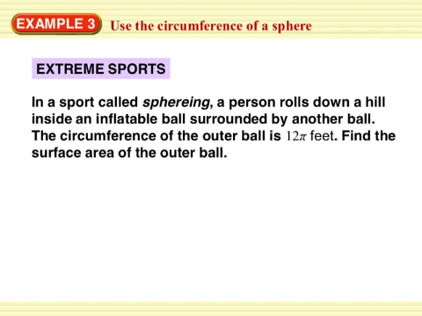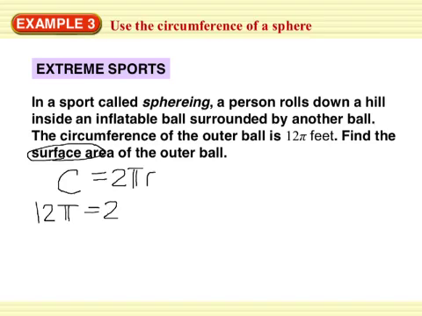Okay, in a sport called spheering, a person rolls down a hill inside an inflatable ball surrounded by another ball. The circumference of the outer ball is 12 pi feet. Find the surface area of the outer ball. Circumference is 2 pi r. To find the surface area, we need to know the radius. So we can use the circumference to find the radius.